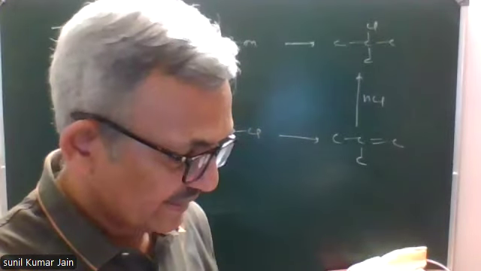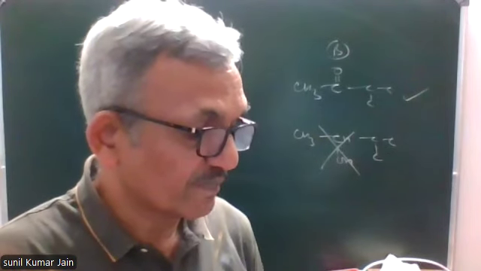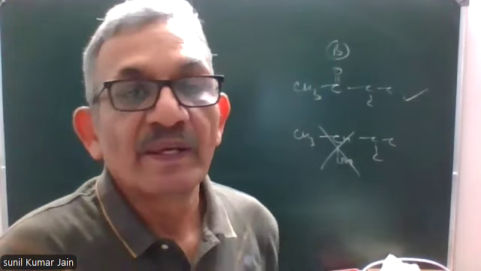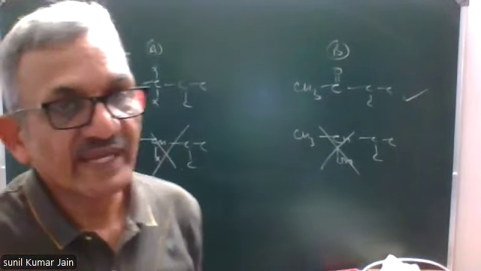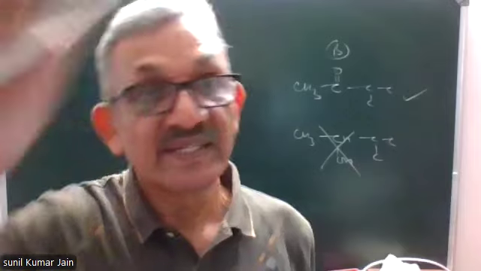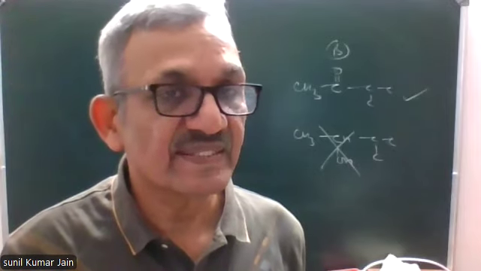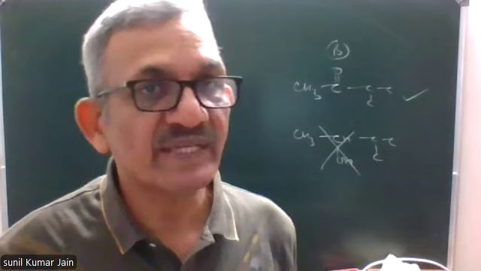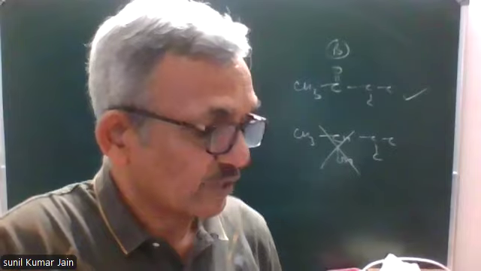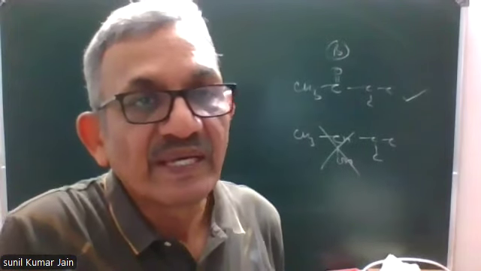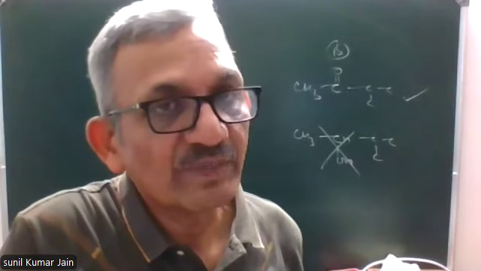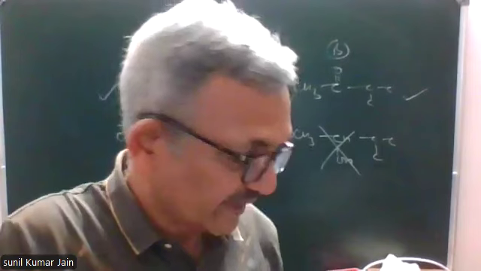Next. Which compound in each of the following pairs will react faster in SN2 reaction with OH minus ions? In SN2, reactivity order will be based on steric hindrance. If steric hindrance is less, reactivity will be more. This is the reason tertiary reacts slowest, primary reacts fastest. First pair, bromomethane and iodomethane. See, both are primary. In this case, you have to think in terms of bond length. So iodomethane will react faster than bromomethane.